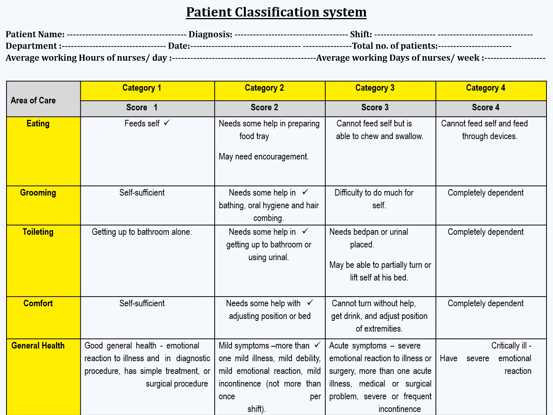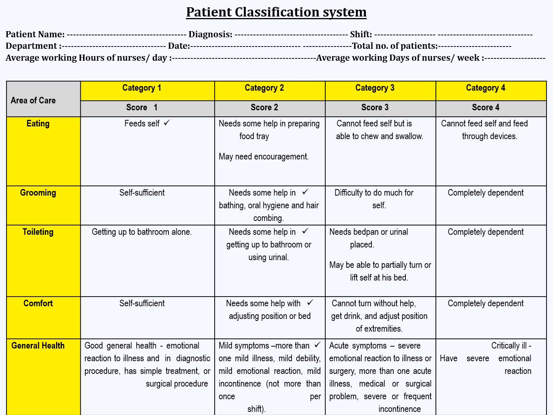This sheet categorizes the patient from category 1 to category 4 regarding the 8 items as we discussed before. Category 1 starts from the completely self-independent patients. Category 4 refers to the completely dependent patients. And now we are going to look at the patient in the eating item. Score or category 1, feeds self. Category 2, needs some help just in preparing the food tray.